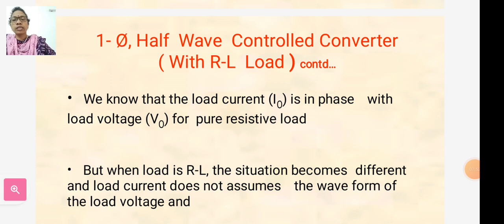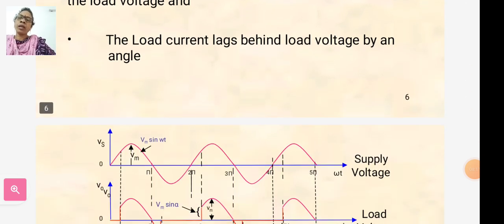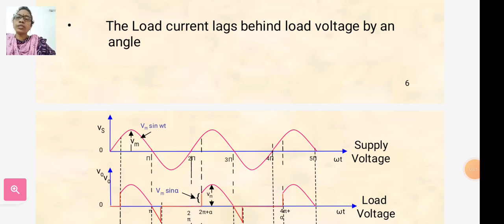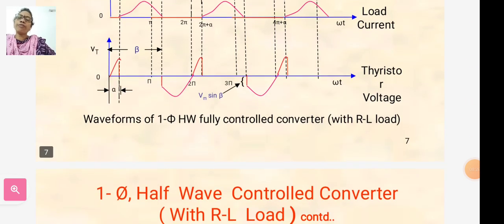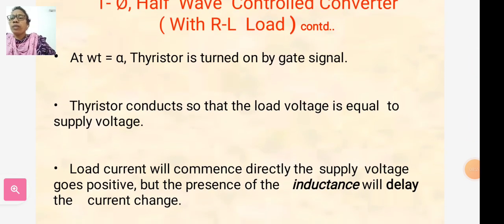We already discussed in previous classes that in the case of a pure resistive load, the current and voltage will be in phase. But when the load is RL, the situation becomes different and the load current does not assume the waveform of the load voltage; the load current lags behind the load voltage by an angle. So in these waveforms, at omega t equal to alpha, the thyristor is turned on by the gate signal. The thyristor conducts so that the load voltage is equal to the supply voltage. Load current will commence directly as the supply voltage goes positive, but the presence of the inductance will delay the current change.